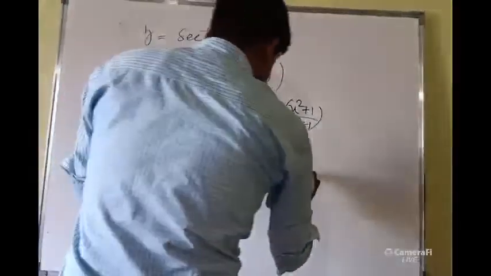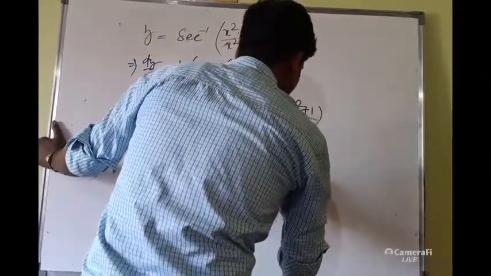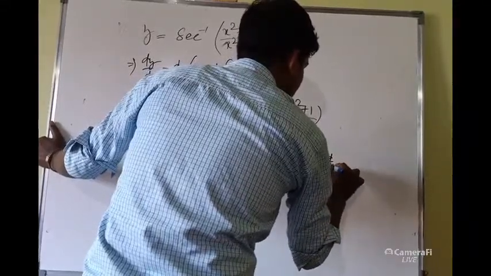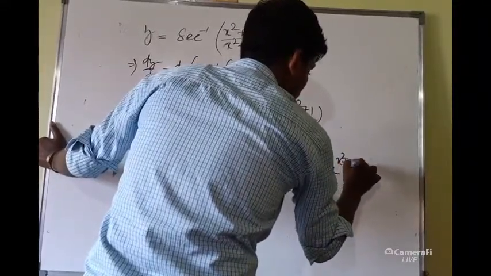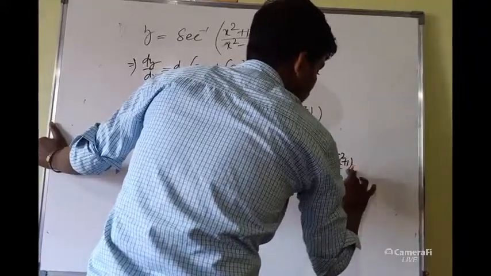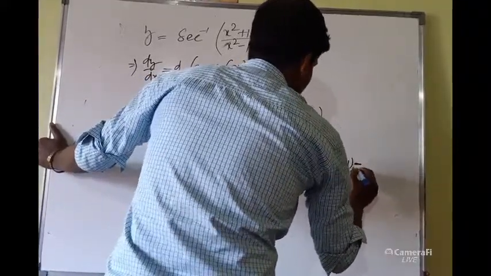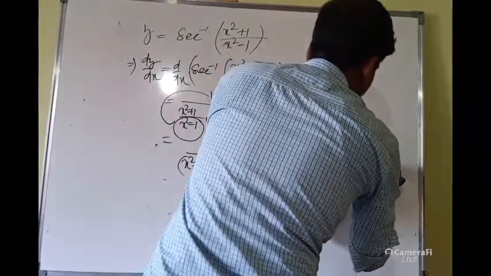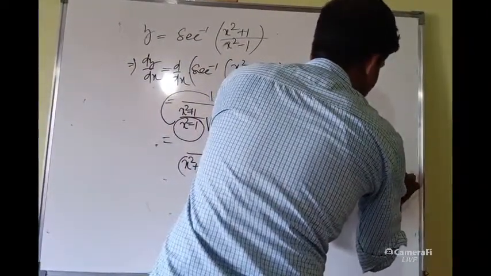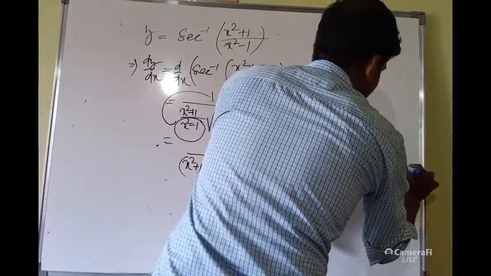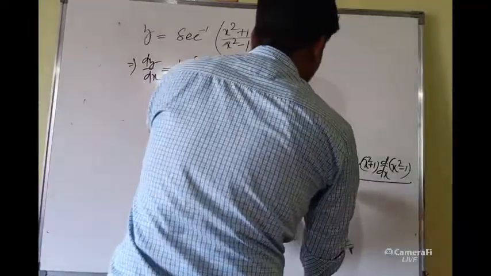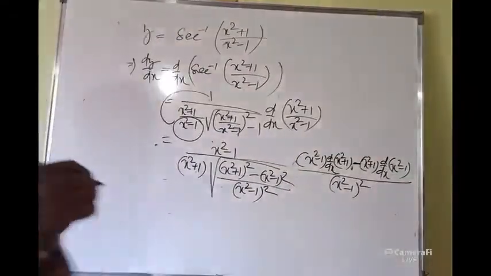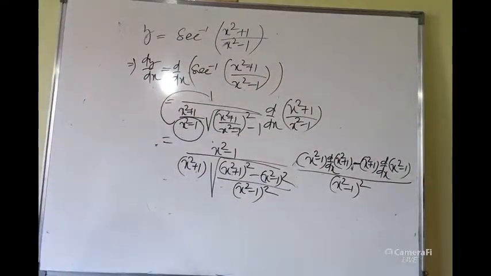Okay, this is second derivative first, minus second derivative first minus first derivative second. Okay, then the square of second. Okay, any doubt?